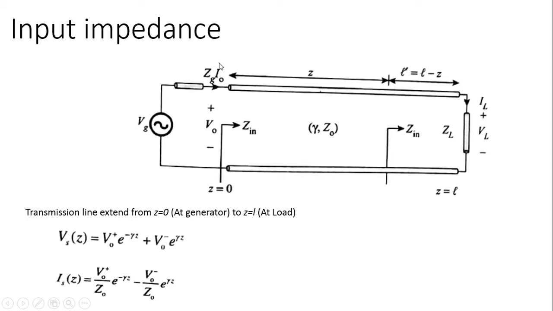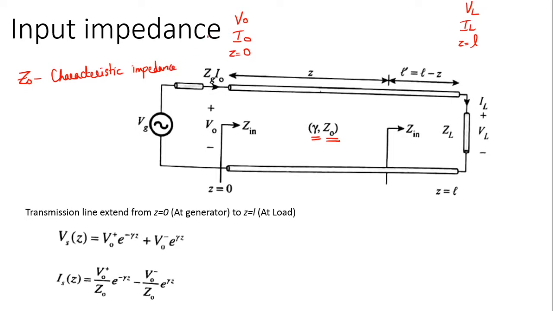So we are taking 2 points, the generator end and the load end. At Z equals 0 the voltage is V0 and the current is I0. Similarly at Z equal to L, that is at the load end, V can be taken as VL and I can be taken as IL. And the two parameters: gamma is the propagation constant and Z0 is the characteristic impedance of the transmission line.